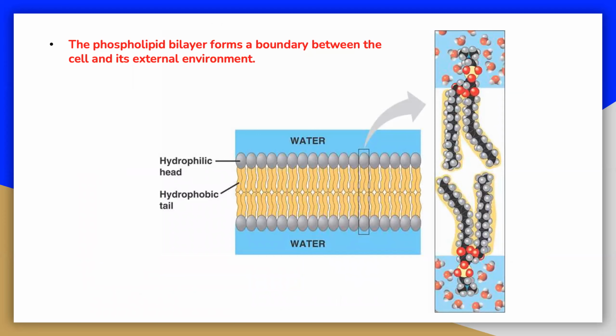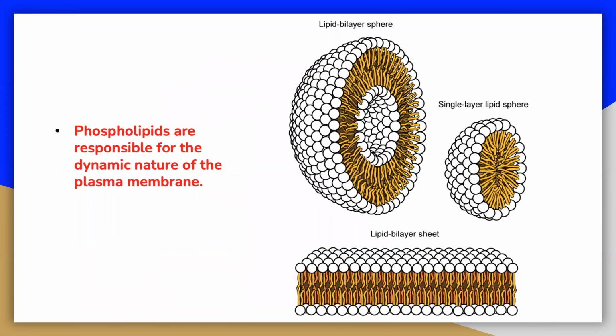In fact, cells could not exist without phospholipids, as they regulate the material exchange between the cell and its environment. Phospholipids are responsible for the dynamic nature of the plasma membrane. If a drop of phospholipids is placed in water, it spontaneously forms a structure known as a micelle, where the hydrophilic phosphate heads face the outside and the fatty acids face the interior of this structure.